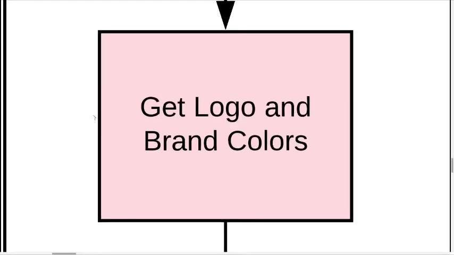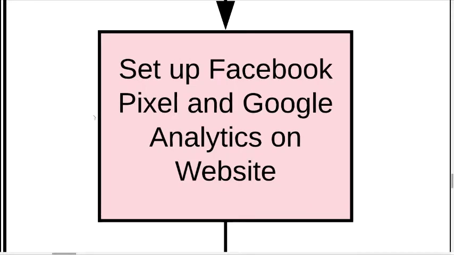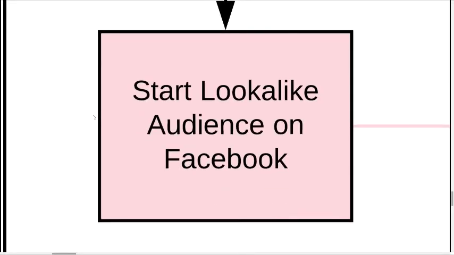I also need to get your logo and brand colors. That's going to be a theme that runs throughout all of your social media, right? We're going to set up your Facebook pixel and Google Analytics on your website. That way, when you actually do start advertising, if it's not already set up, you'll be able to retarget people who have visited the website. So we'll make sure that gets done. And if you're not familiar with lookalike audiences, we're going to set up, basically take your email list.